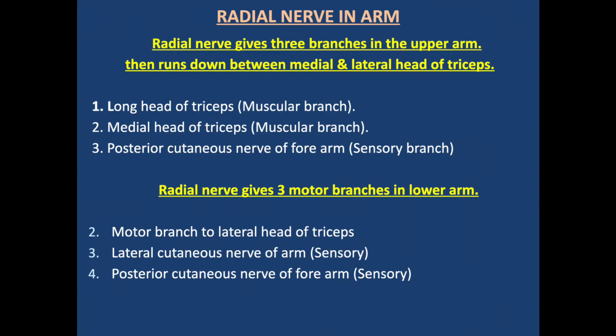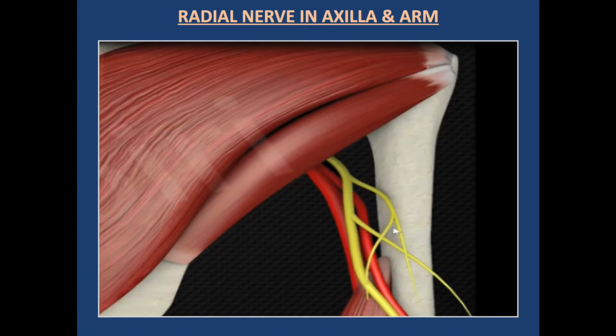Radial nerve gives 3 branches in the upper arm, then runs down between medial and lateral head of triceps. It supplies muscular branches to long head of triceps, medial head of triceps, and a sensory cutaneous innervation of the posterior cutaneous nerve of arm. Radial nerve gives again 3 branches in the lower arm, which supply the lateral head of triceps, a motor branch, lateral cutaneous nerve of arm, which is sensory, and posterior cutaneous nerve of forearm, which is again sensory. This is a diagram showing 3 branches of the radial nerve when it enters the upper arm.